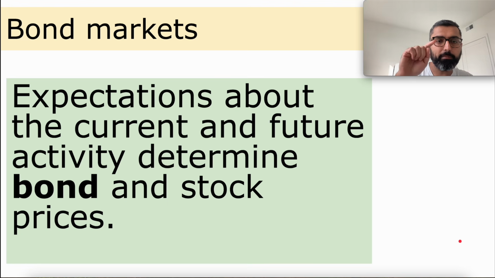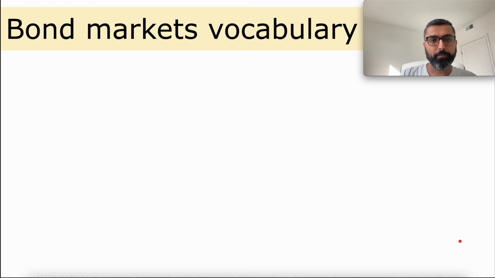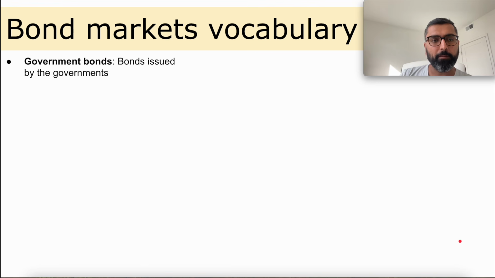So expectations about the current and future activity determine bond and stock prices. That's the key takeaway. And we're trying to understand discounted present value. And now let's look at bonds and bond markets first, and then we'll get into stocks and the stock market. So for bond markets, we first need to understand the bond market vocabulary. There are a lot of terms that we will use. So let's recap some of them.